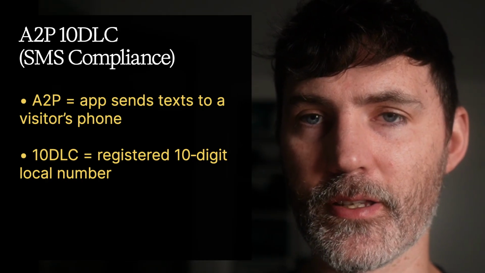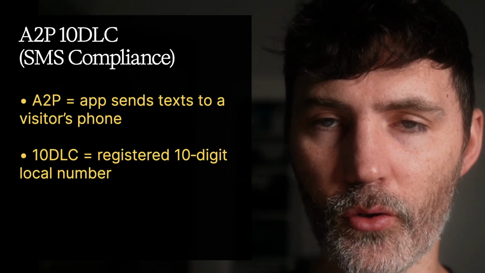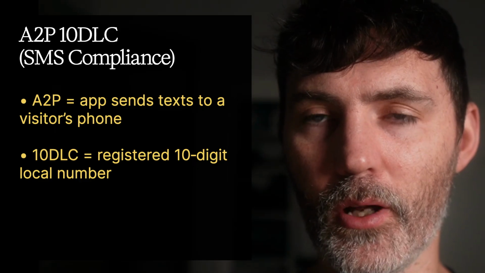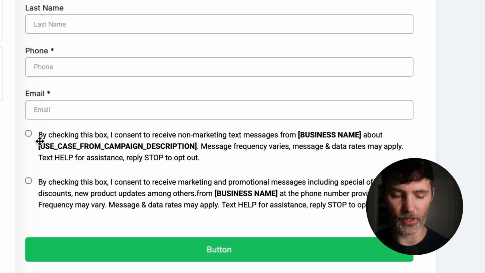The 10 DLC is 10-digit long code, I think. It's basically the phone number is a 10-digit phone number, which is what we all have if we have a local phone number, right? So these checkboxes down here are required if you're going to be sending SMS through GoHighLevel. And for each sub account or each client, you need to have them A2P verified, which is a process. It costs a little bit of money and it does take a few days. But once that is done, it will change their business.